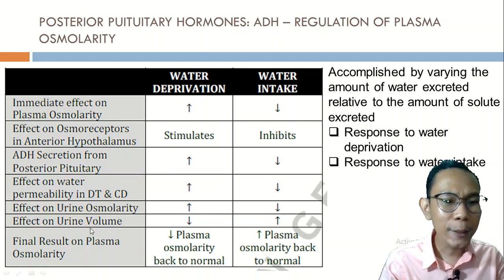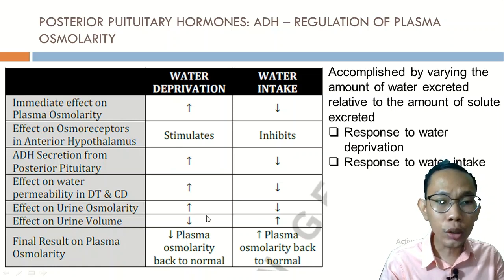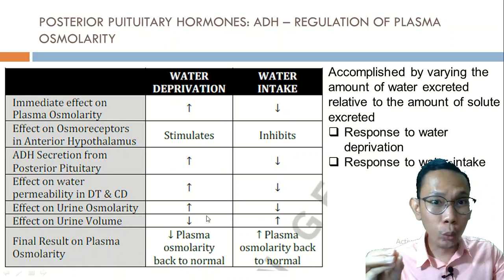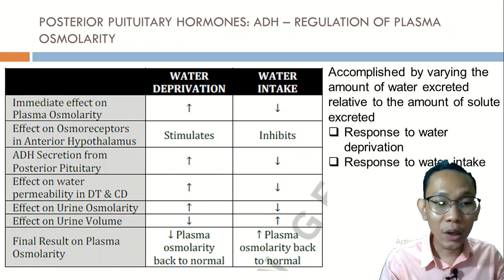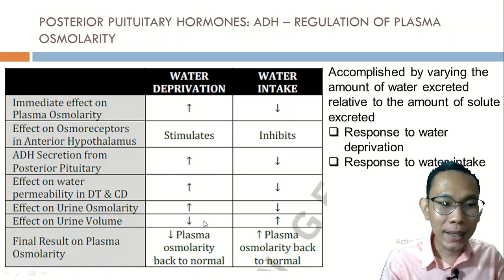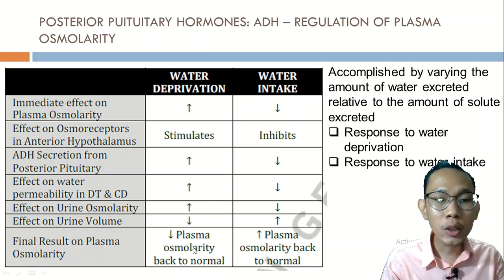Ano nangyayari sa aking urine volume po, Doc? Kasi nga, pino-conserve natin ang tubig, pinapasok sa ating katawan, lalong lumiliit. Kasi nga, maliit ang volume ng ihi, lalong nagiging maalat. So, anong final result sa ating plasma osmolarity? It will be decreased, back to normal. So, in short, pinapalabnaw ang ating plasma so that it will go back to its normal.